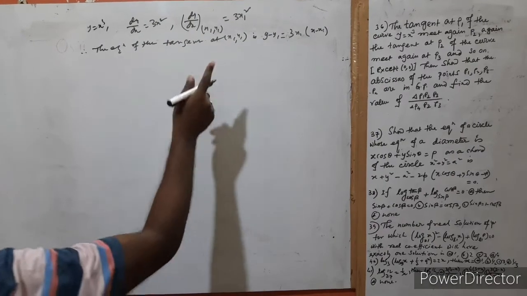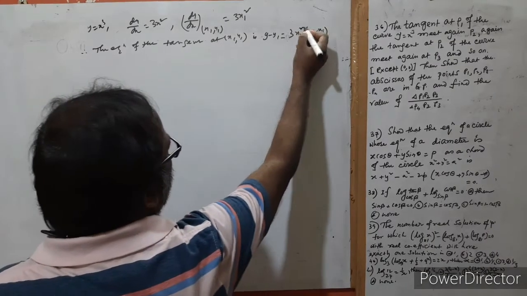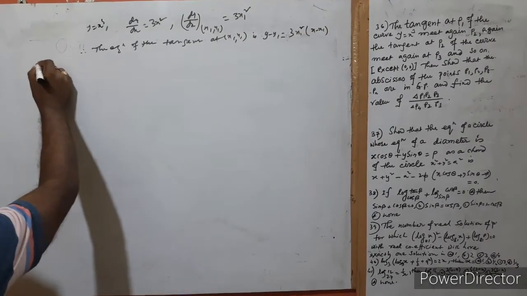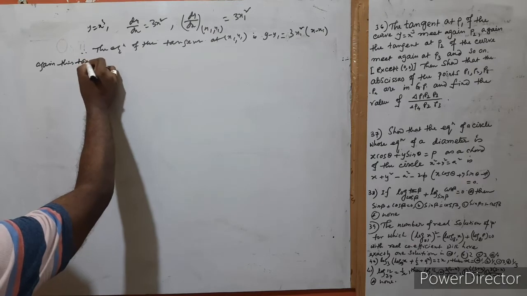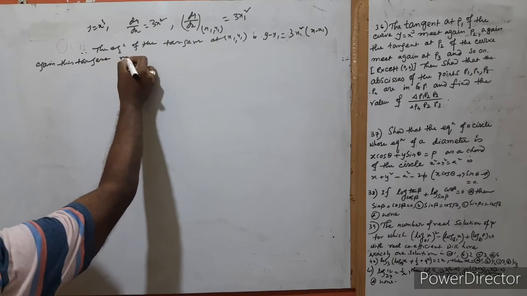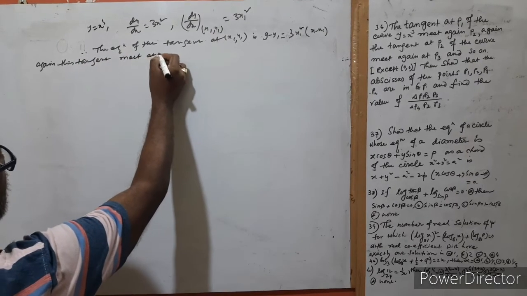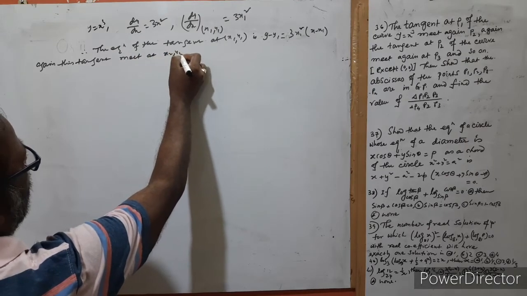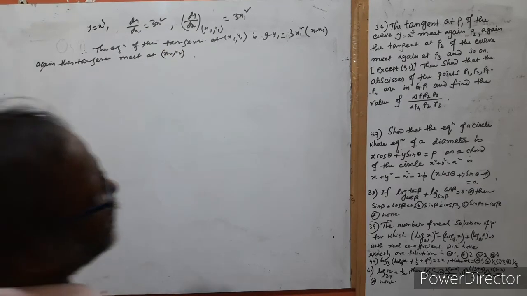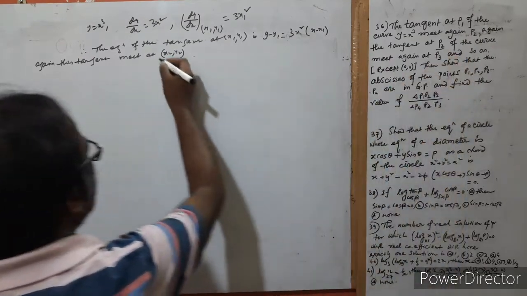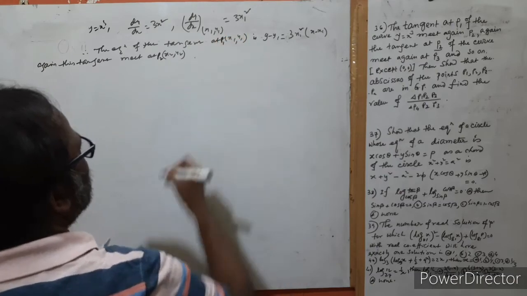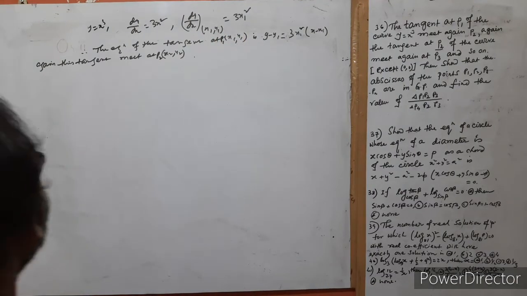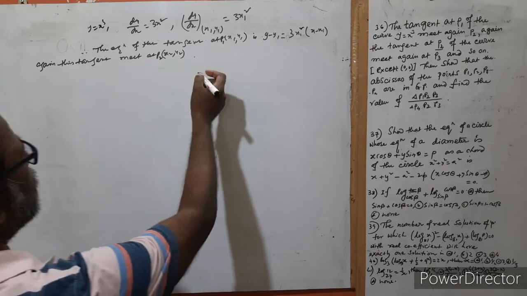Again this tangent meets the curve at the point x2 comma y2. Okay, and that is P2 here. This is P2, and the first point is P1. So it meets at P2.